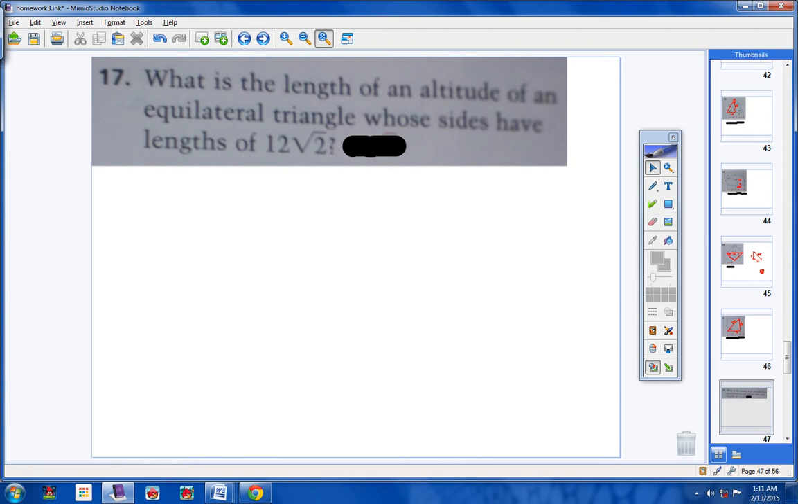Starting with 17, what is the length of an altitude of an equilateral triangle whose sides have lengths of 12 square root of 2? So let me get a drink here.